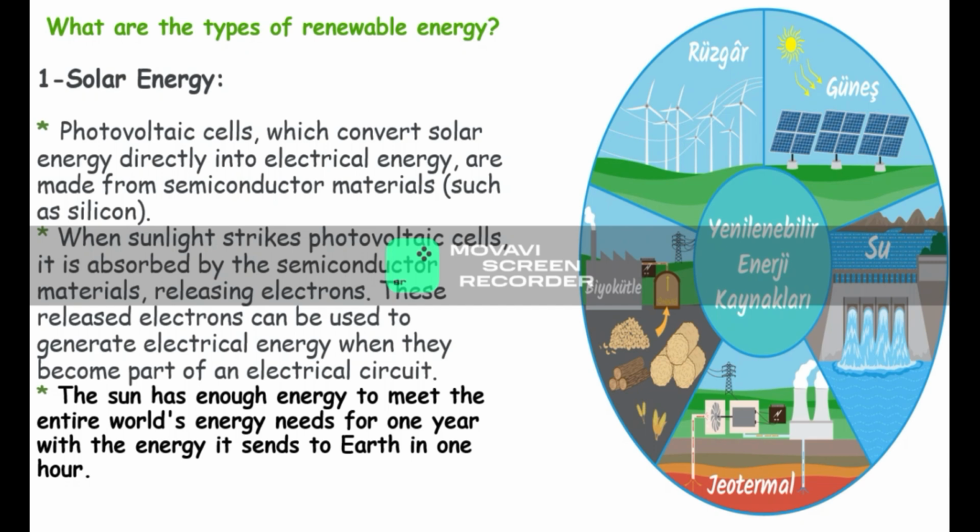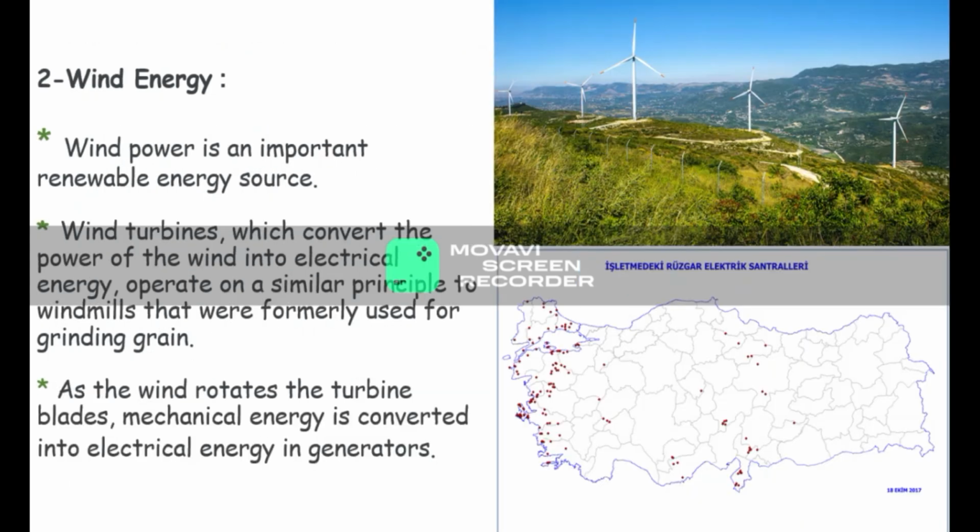Well, we got a fun fact down there saying the sun has enough energy to meet the entire world's energy needs for 1 year with the energy it sends to Earth in 1 hour, demonstrating the potential we get from sunlight in terms of energy usage, which is actually kind of pretty fascinating to think about, in my opinion.